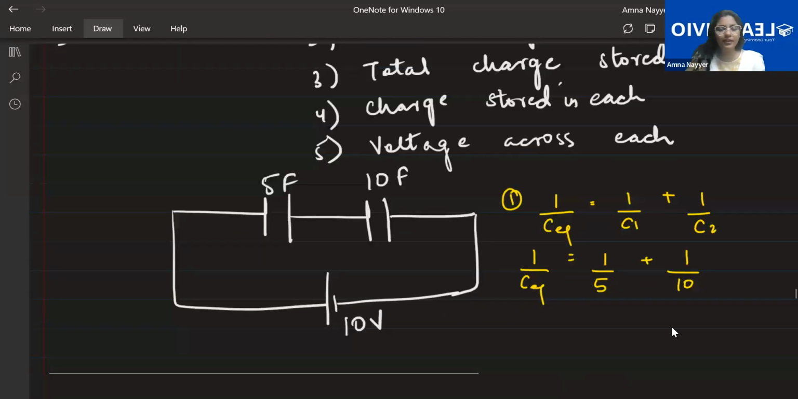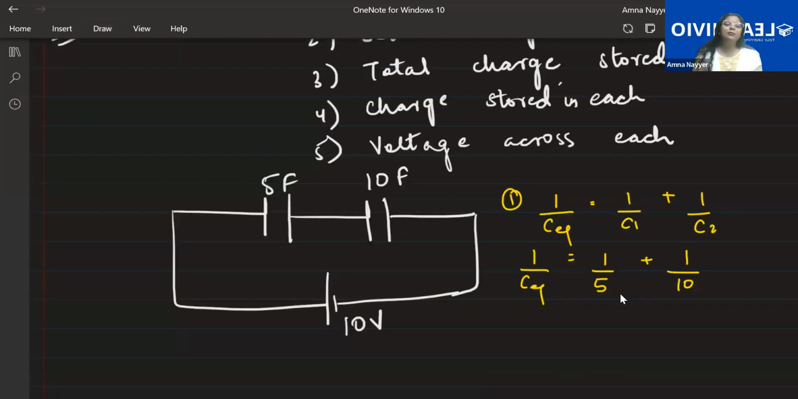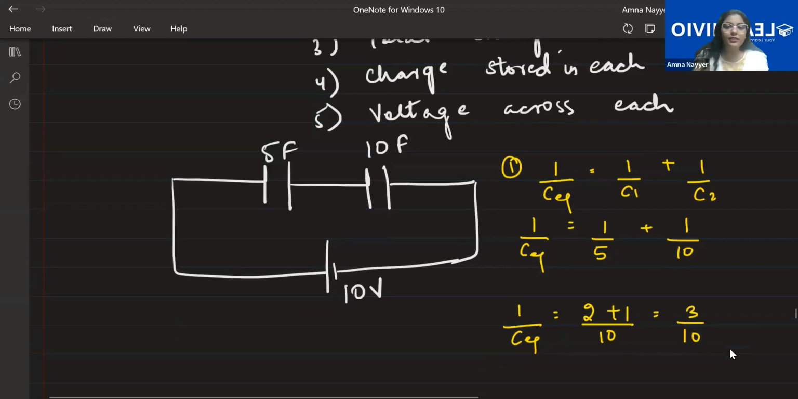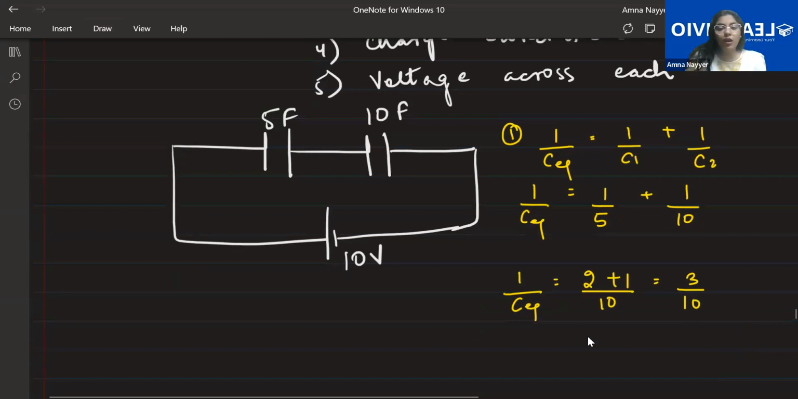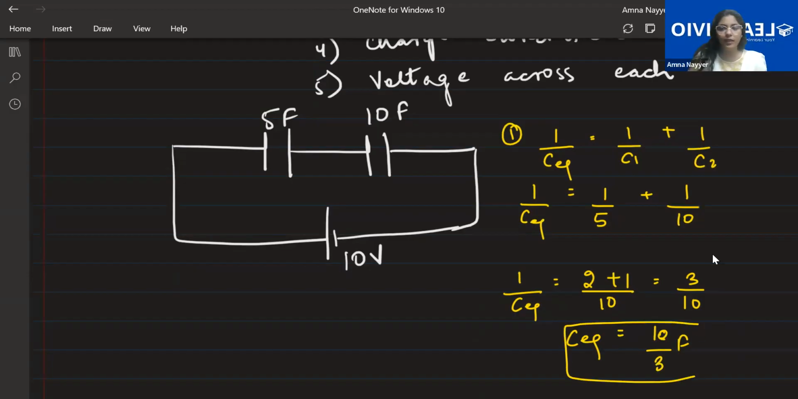Yes, you can directly even write it. When you take the LCM, you have to take the reciprocal after it. So directly also you can write, or you can go step by step also. So I'll go step by step only. So this is 2 plus 1 divided by 10, that is 3 by 10. So this is not the answer because this is the reciprocal. You'll always need to convert it. This will become 10 by 3 farad. This will be the C equivalent value.